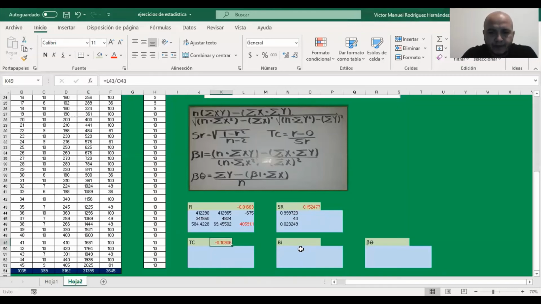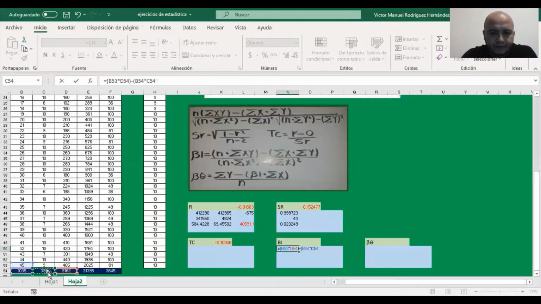All right. Now we're gonna work on the beta formula. So it's N, which is 45. Open parenthesis first. All right, there it is. Multiply by the summatory of x, y, close parenthesis, minus summatory of x, multiply by summatory of y, close parenthesis. There's the result. We go down.